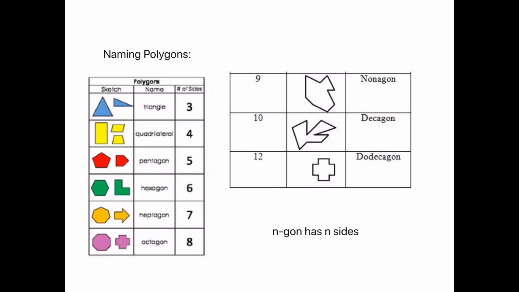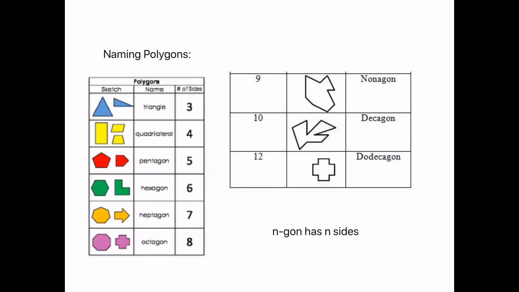You can classify a polygon by the number of sides. So you're pretty used to seeing 3-sided figures, those are called triangles, and 4-sided figures are called quadrilaterals. But here are some other ones that you may or may not know already. A 5-sided figure is called a pentagon, a 6-sided figure a hexagon, 7 sides is a heptagon, 8 sides is an octagon. You may have heard those ones before.